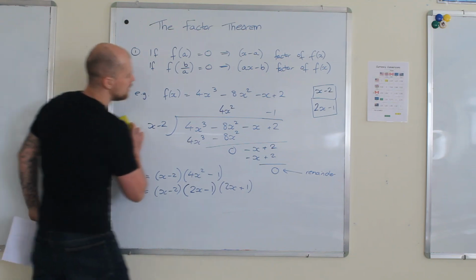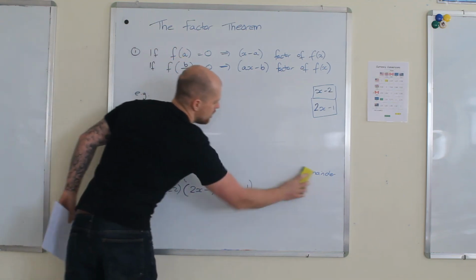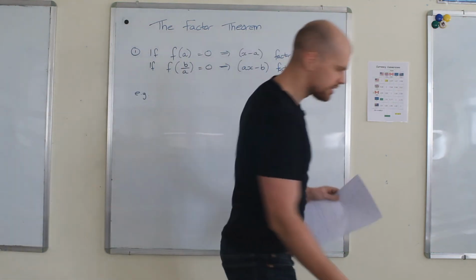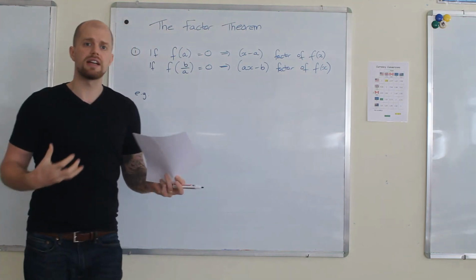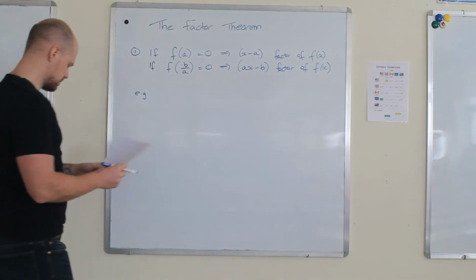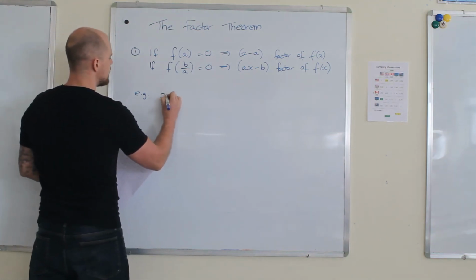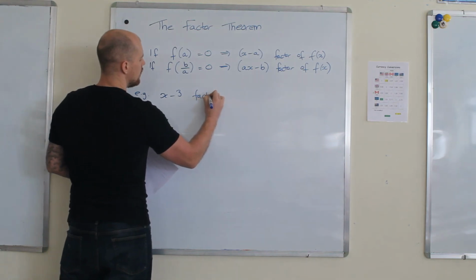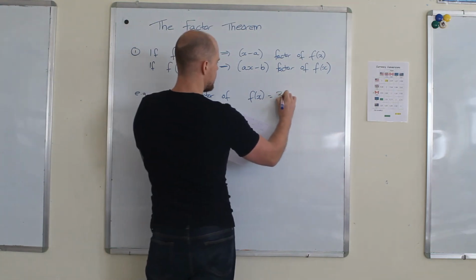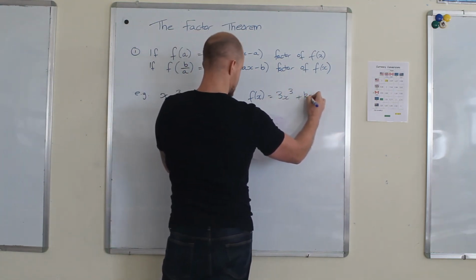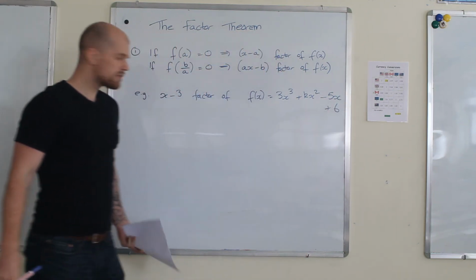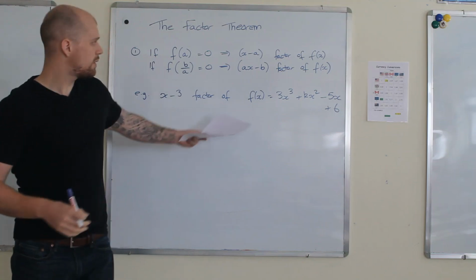Let's take a typical question. Now, what you'll probably have to do is use the factor theorem and maybe a combination of factor and remainder theorem, which we'll cover next lesson, to solve certain questions. This is a very easy example. So I'm going to take x minus 3 is a factor of f of x, which is 3x cubed plus kx squared minus 5x plus 6. Pause the video, try and solve it. What I want you to do is find k.